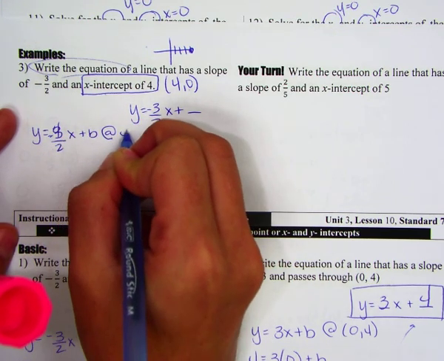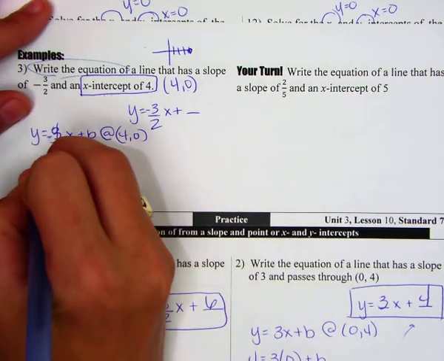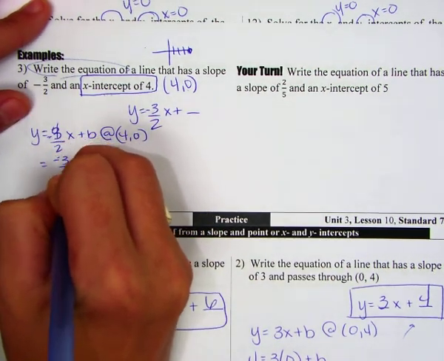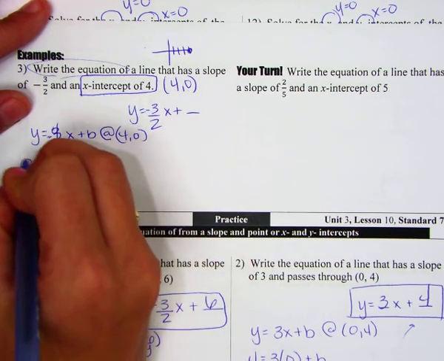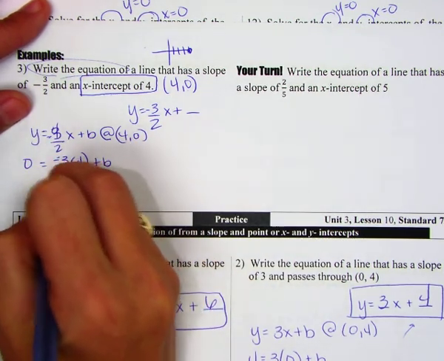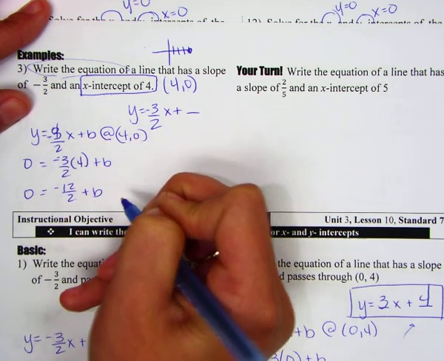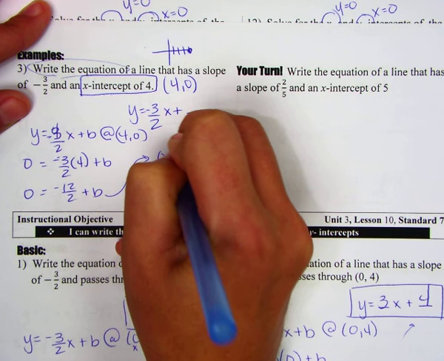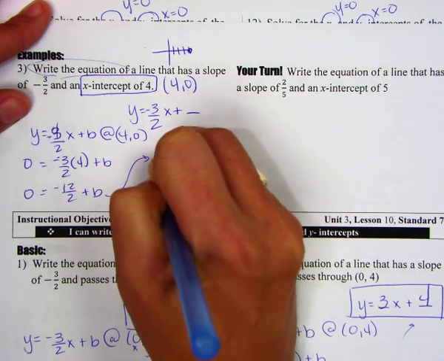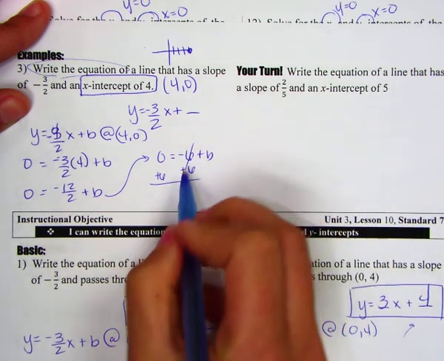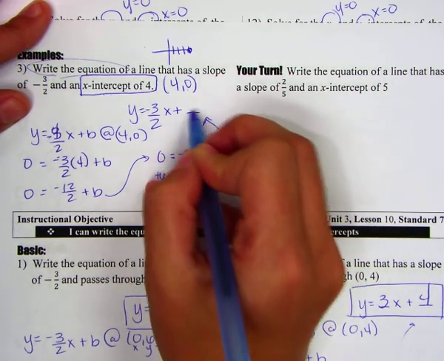At the point (4, 0). Again, that was disguised in this vocabulary. So -3/2 times 4 plus b equals 0. This becomes -12/2. -12 divided by 2 is -6. Add 6 to both sides. 6 equals b.